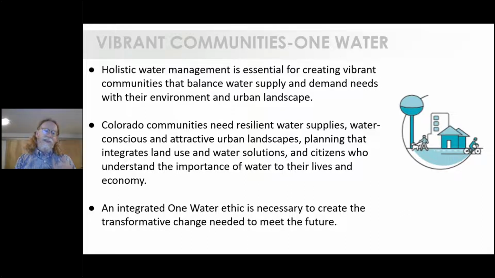We need resilient water supplies, water conscious and attractive urban landscapes, planning that integrates land use and water solutions, and also the capacity and stewardship level of the citizens who live here in the state. We want to get away from having people as water customers and go towards having people as water stewards. That's the transformation we want to make. It also helps the economy: if we have a severe drought and it knocks out all the landscape that was not sustainable, that's a big hit with a lot of knock-on effects. So one water ethic is really necessary to create the transformative change we want to see here. Next slide, please.